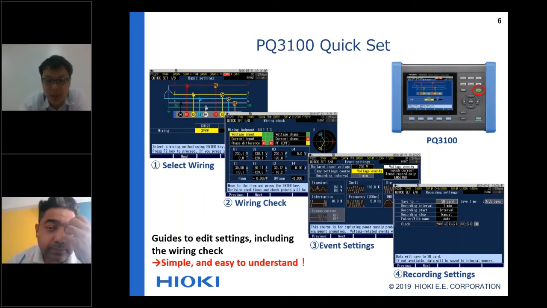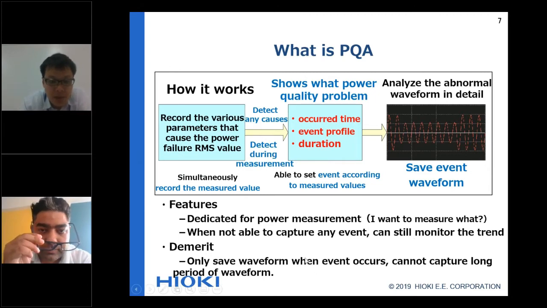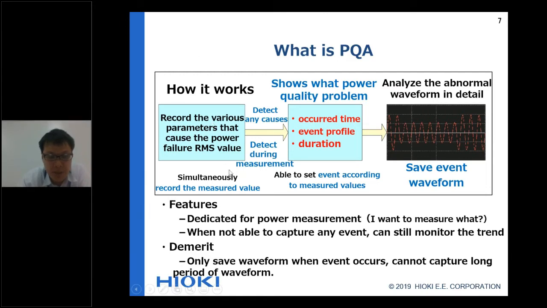Okay, thank you. Okay, what is PQA? How does it work? Basically, a power quality analyzer records the various parameters that cause power failure: RMS value, current measurement, voltage RMS measurement, and harmonics measurement. Like this kind of basic power parameter, it can record like a power logger. But if it detects some power failure, like voltage swell or voltage interruption, then this PQA gets the occurred time, the event profile, the duration, and the waveform, saving the waveform in the power quality analyzer.